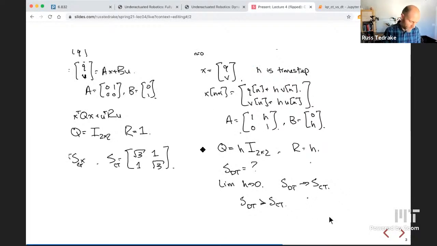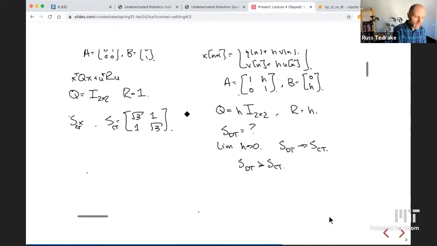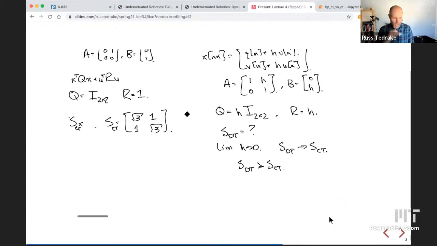Now, I just wrote an inequality, and I try to write it as a matrix inequality. But when I say something like that, what I mean is in the sense of matrix positive definiteness. So what I mean is that x transpose S_dt x is greater than x transpose S_ct x for all x, or you could say S_dt minus S_ct is positive definite.